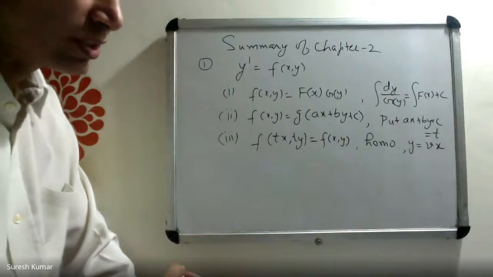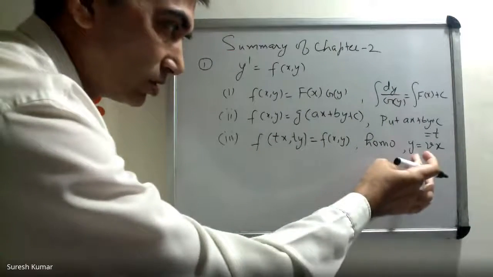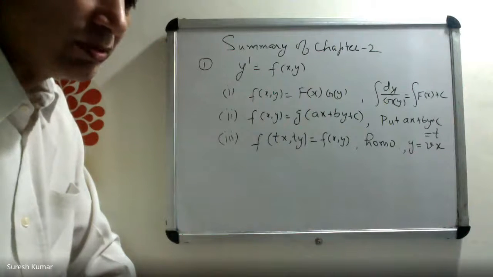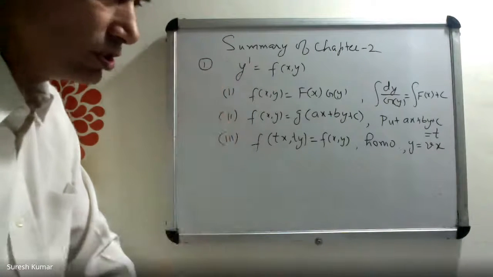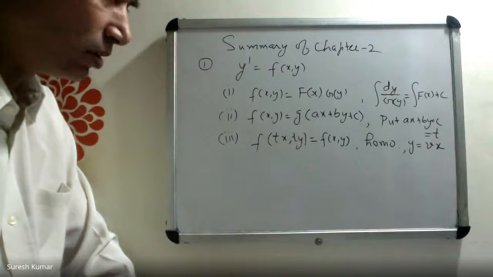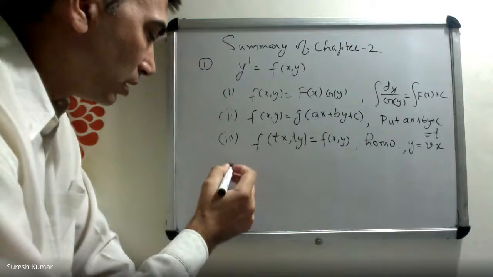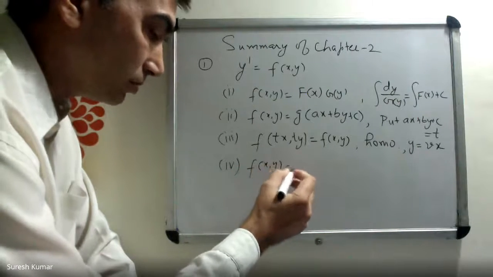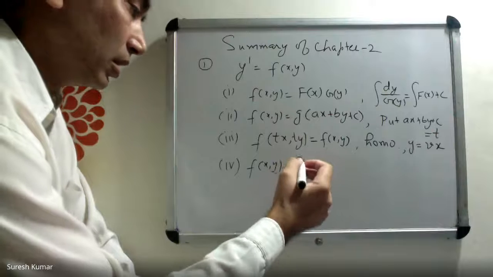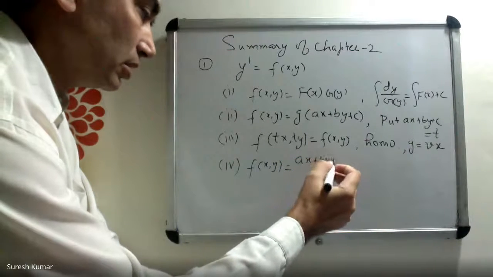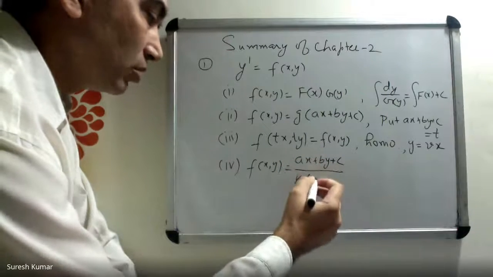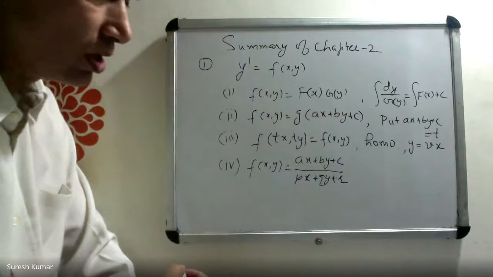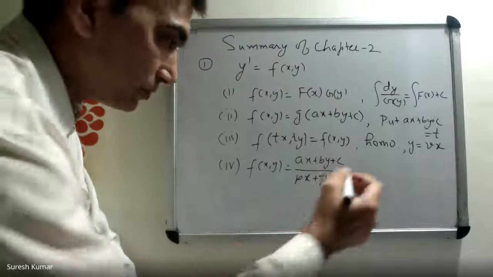V is a function of x. So when you substitute y equal to vx and y prime equal to v plus x dv by dx into the given differential equation, it becomes variable separable. Okay. Fourth case, if f(x,y) is of the form (ax plus by plus c) over (px plus qy plus r), where a, b, c, p, q, r are constants.